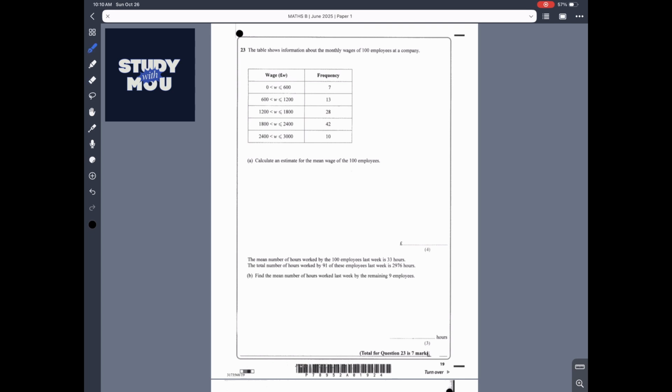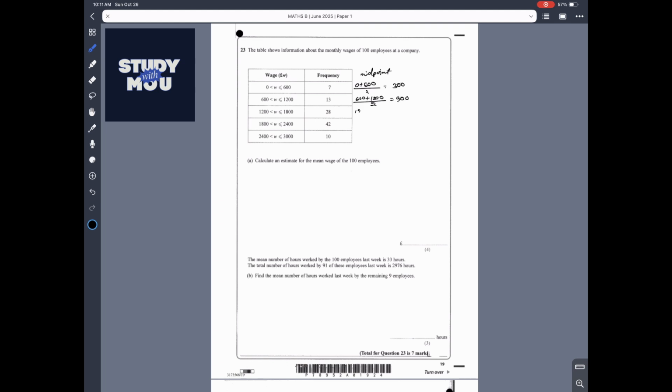So when we have to find the mean wage of the employees, we write midpoint. We need to find the midpoint. So 0 plus 600 divided by 2 equals 300. Then again we have 600 plus 1200 divided by 2 is 900.